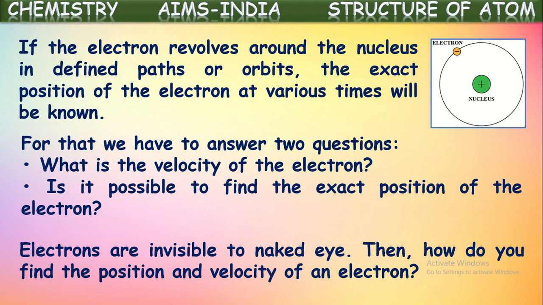Electrons are invisible to the naked eye. Then how do we find the position and velocity of the electron? It is an important question here. First of all, these electrons are microparticles which are very small and cannot be seen with the naked eye. So how do we find their velocity and position?